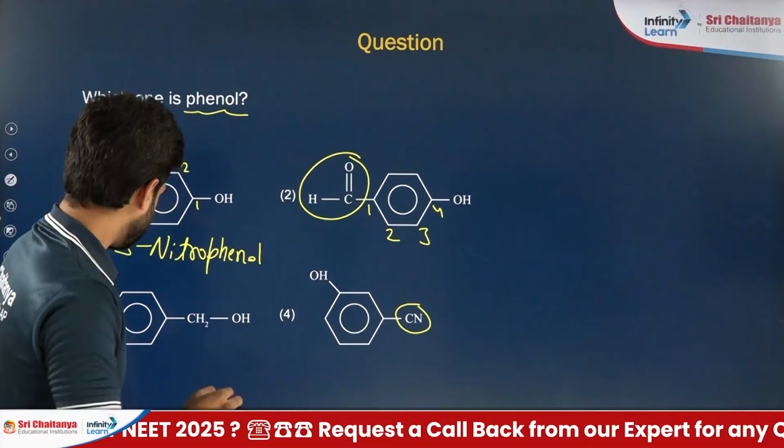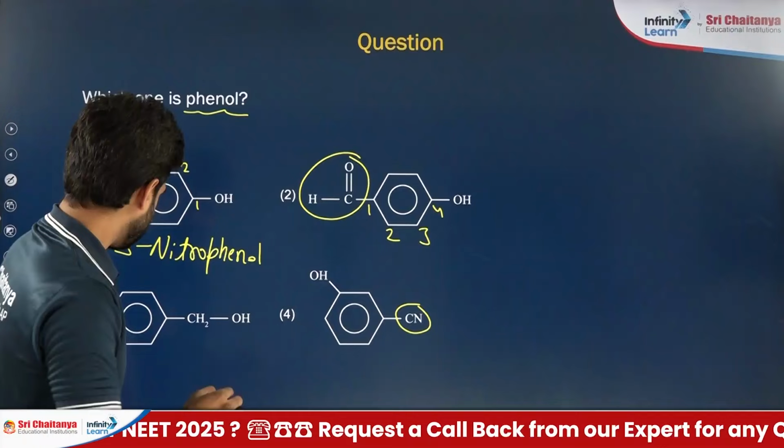If you go for the second option, here also OH is attached to the benzene ring, fine, but we have a higher priority functional group. So I will call this benzaldehyde, or if I give it a name, it is 1, 2, 3, 4. So it is 4-hydroxybenzaldehyde. So I cannot call it a phenol, right? Because the main functional group here is aldehyde, right?